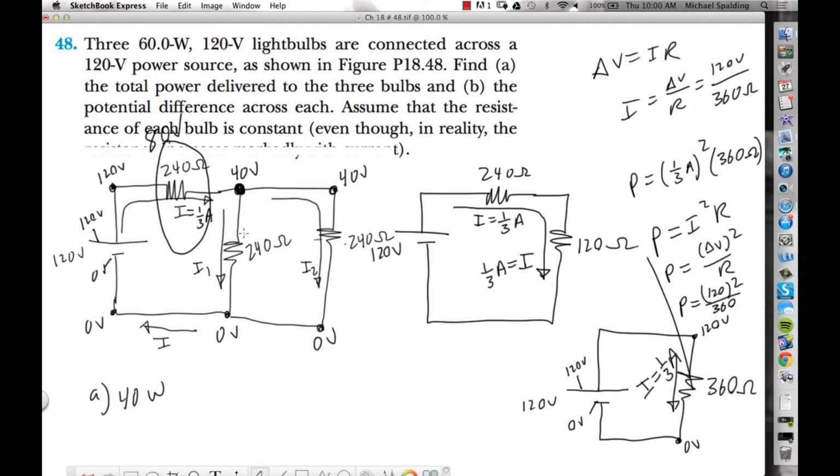So how many volts are across this one? We can see it pretty easily. 40 to 0. How many volts across that one? 40. How many volts across that one? 40. 40 to 0.